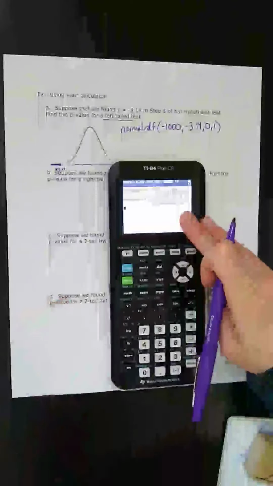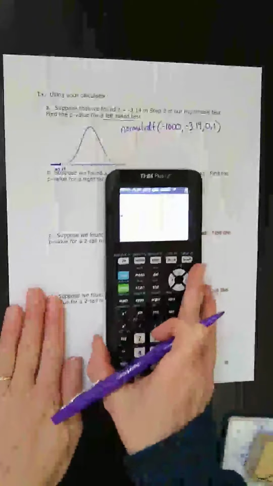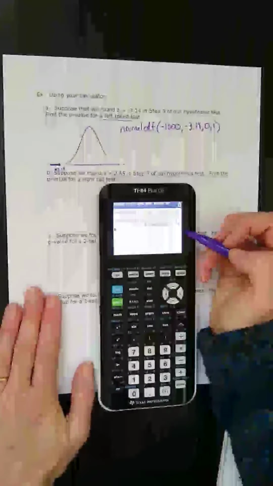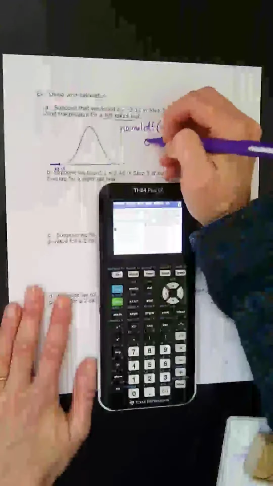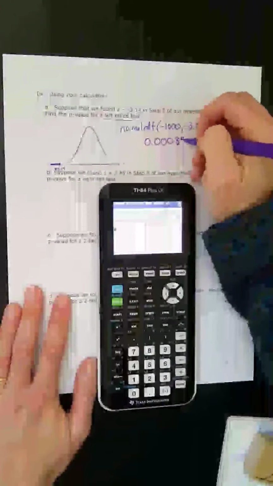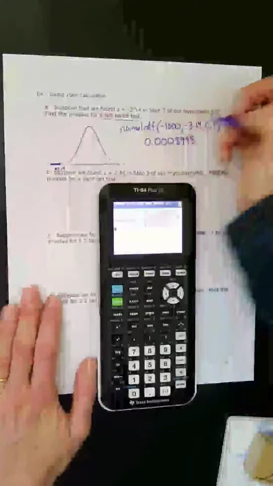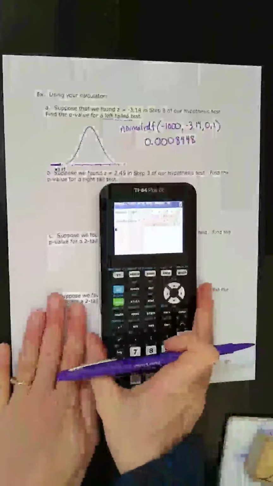And I get that lovely mess, right? Scientific notation, so I've got to move my decimal point 4 places to the left. So 1, 2, 3, 8, 4, 4, 8, something like that. So if we want 4 decimal places, we'll have 0.0008.